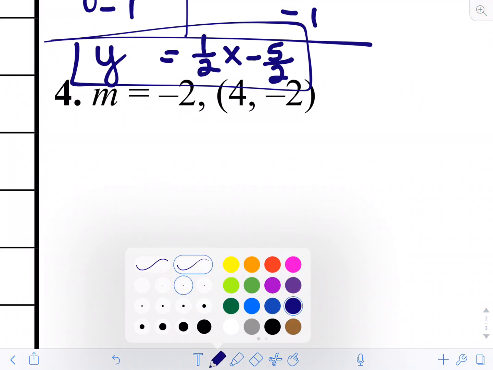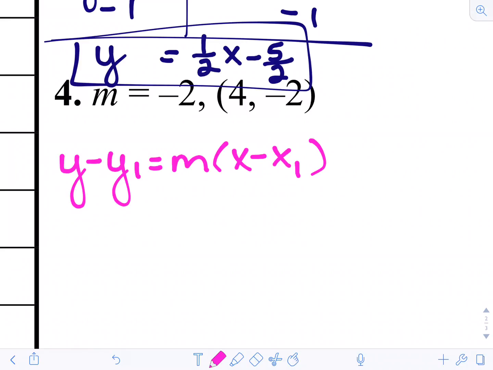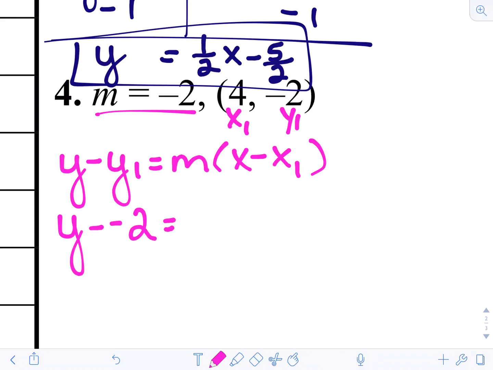Okay, we have a second problem that's like this. So y minus y1 is equal to m times x minus x1. Right, so got my slope. This is x1, this is y1. And if you want to highlight, you'll have highlighters you can highlight. I'm just going to go ahead and plug my information in. Y minus y1 is a negative 2 is equal to m is a negative 2. X minus x1 is a 4.